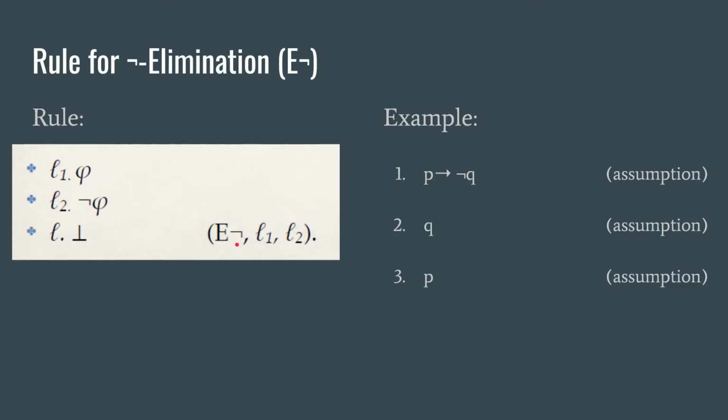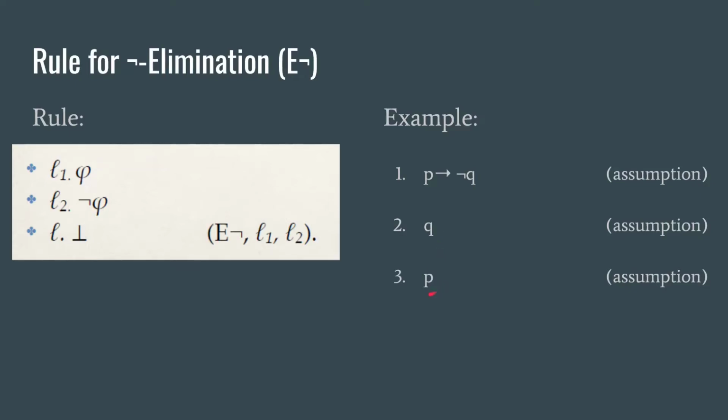Here's an example of that. The idea here is that we have a set of contradictory assumptions. So suppose we have if P then not Q. Suppose we have Q and P. Well, we can see that taken together, these are contradictory assumptions. None of them by themselves is contradictory, but when you put all of these together, you end up with a contradiction. So that's what we want to show here.